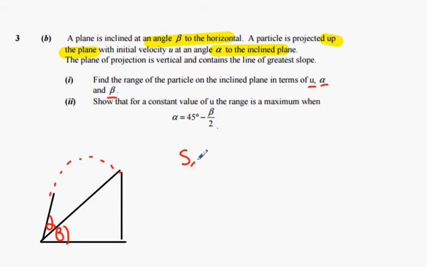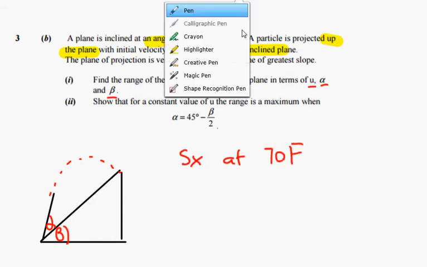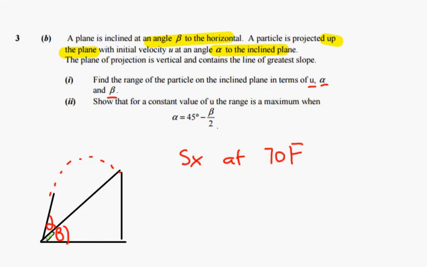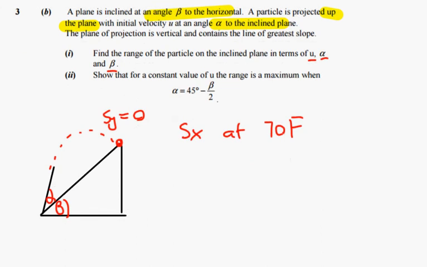It's Sx at time of flight. When you're talking about the range, you're talking about this distance here, how far along the plane from start to finish. You're also talking about Sy being equal to 0 to find the time of flight. So in a way, we do not need Vx and we do not need Vy, do we? No, so you make that decision at the start if you want.